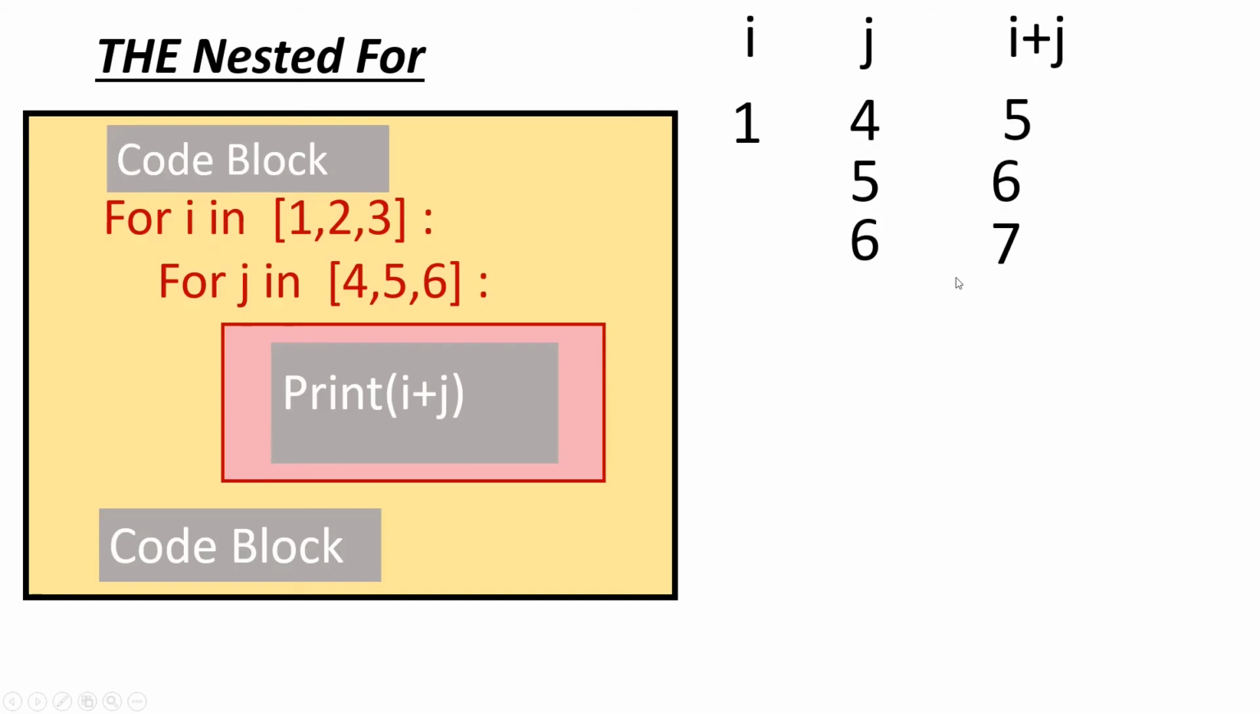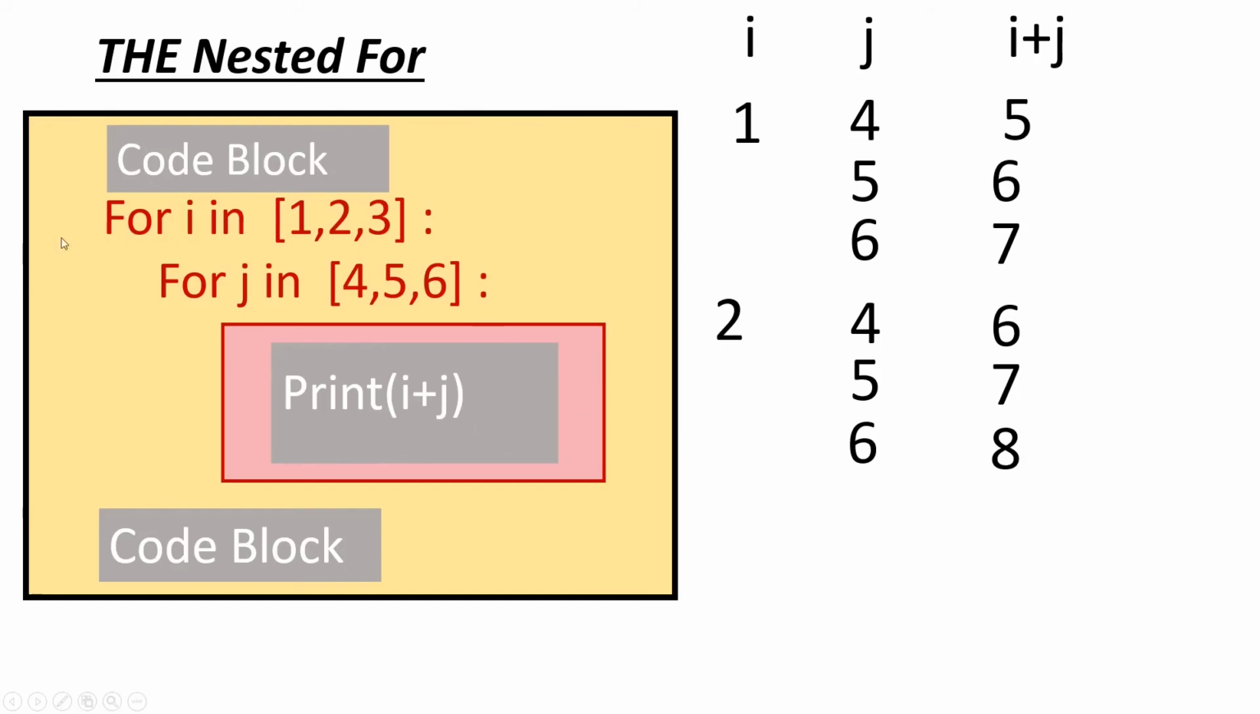Now since for the first value of i we iterated over all the values of j, and all the values of j are completed, in the next round i will become 2. We will start again with j from the starting. j will take the first value 4 and we will have our printing 6. Then i remains 2, j will take the next value, that is 5, and will print 7. Then in the next iteration i remains the same 2, j will take the next value 6 and we get our output 8.